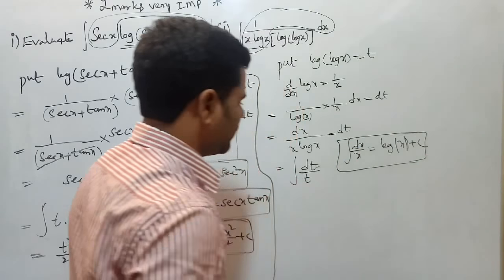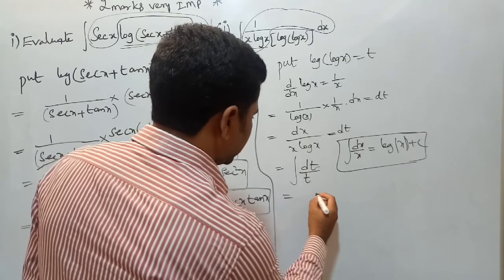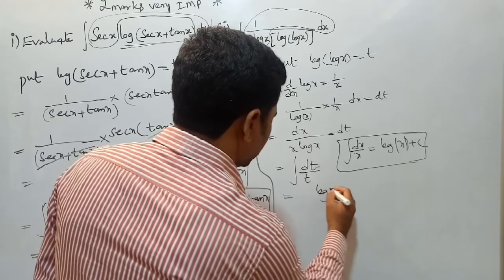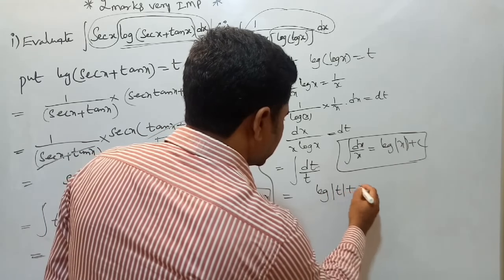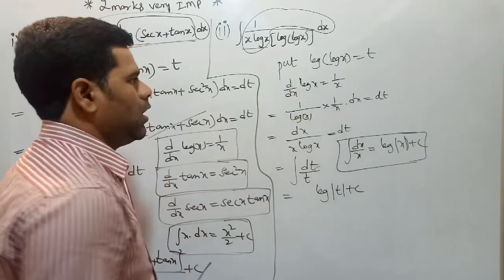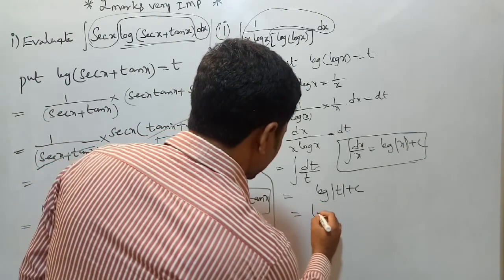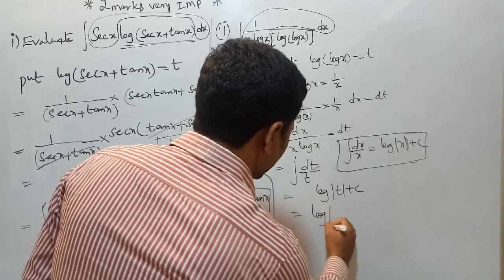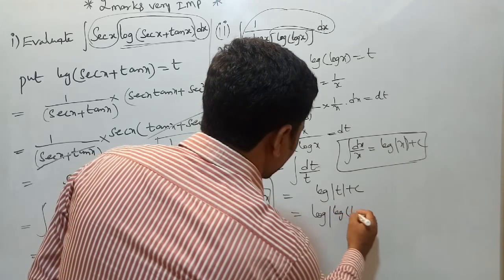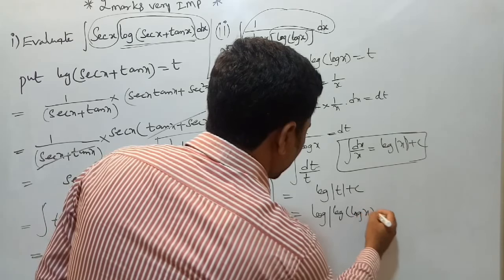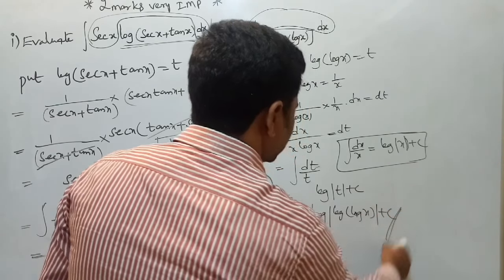So from this formula we get log mod t plus c. But what is t? Log of log x. So log of mod log x plus c is the answer.